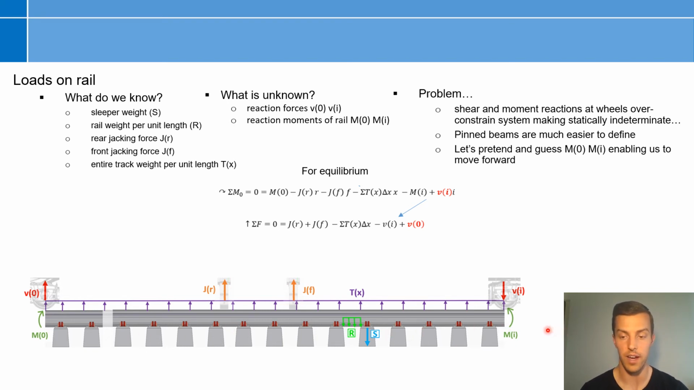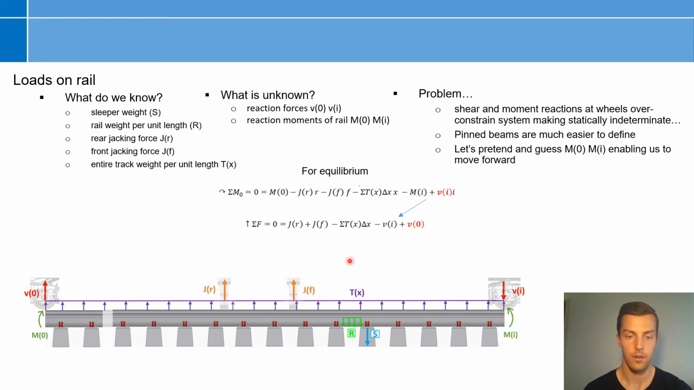So to find those, we need to look at equilibrium. We know that the forces in the vertical direction have to equal 0. So our jacking forces are lifting the track up, our track weight is pushing it down, our shear force at the left boundary is pushing it up, and our shear force at the right boundary is pushing it down. So that develops this equation right here.